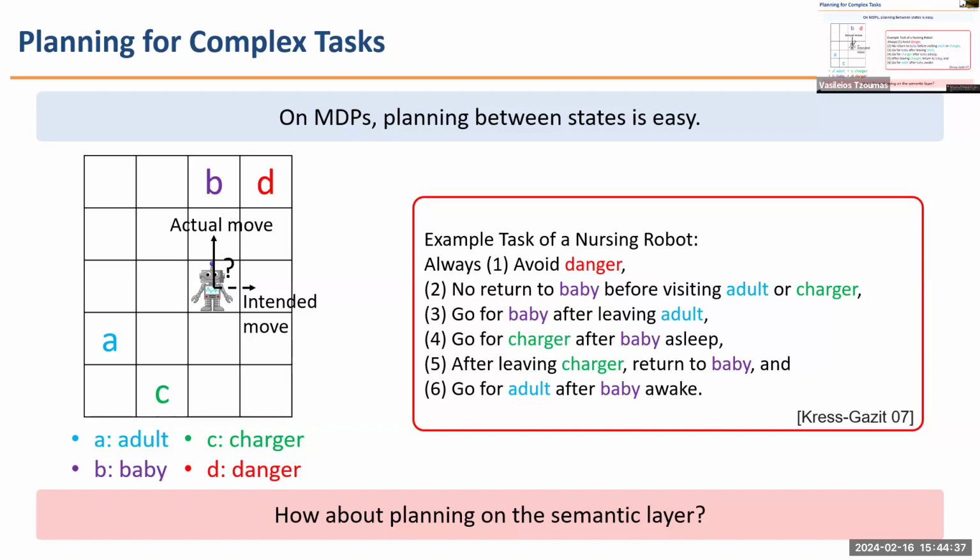I want my robot to find a path that simultaneously satisfies all these specifications that we have here. And the reason we can define such a complex task is because we have this extra semantic layer, and based on the semantic layer, we can define complex tasks like this. So now the problem is, how do we solve planning problems with tasks that are expressed like that?